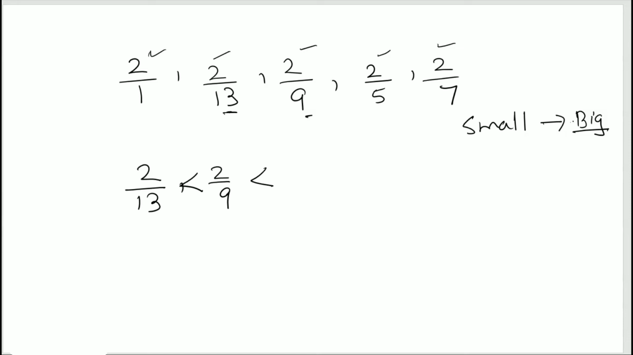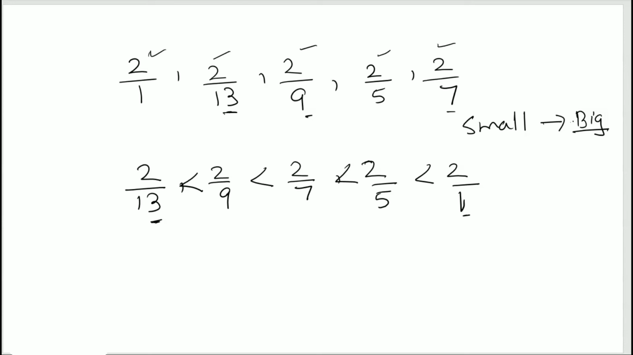Then we got 7, 2 over 7, 2 over 5, and 2 over 1. So these are arranged in ascending order. This is the largest denominator, therefore it gives me the smallest fraction, and this is the smallest denominator, so this gives me the largest fraction.